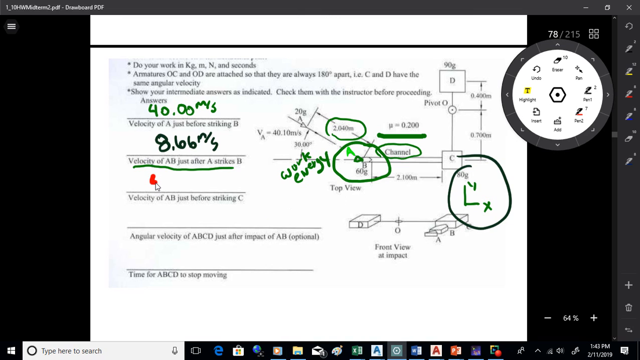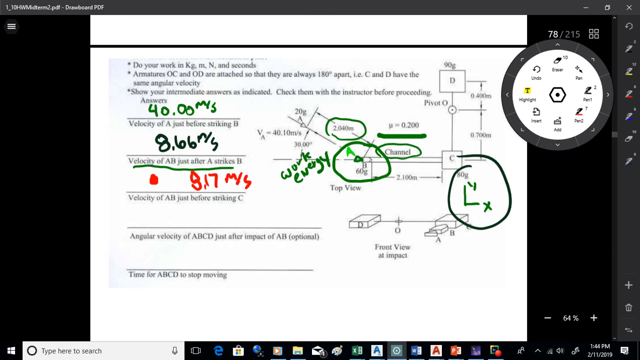Okay, so what we've got here is the velocity of AB just before striking C. So that's, what is that? That's about 8.17, right? Okay, so you ought to be getting 8.17. That's AB just before it strikes C, okay?